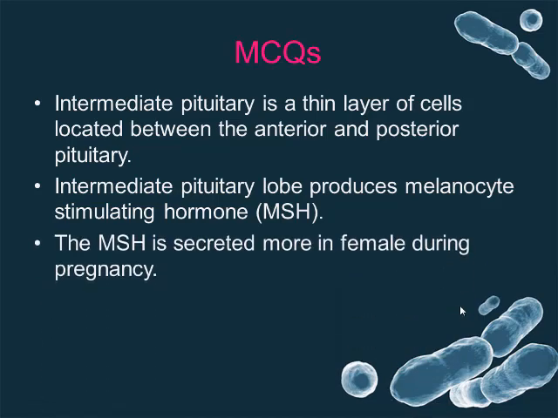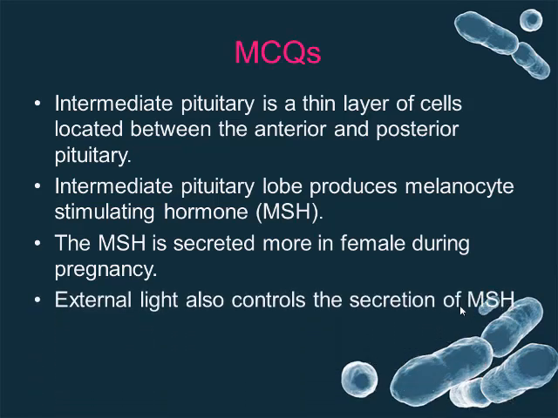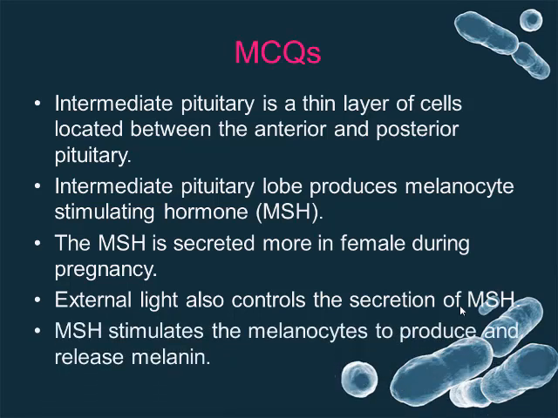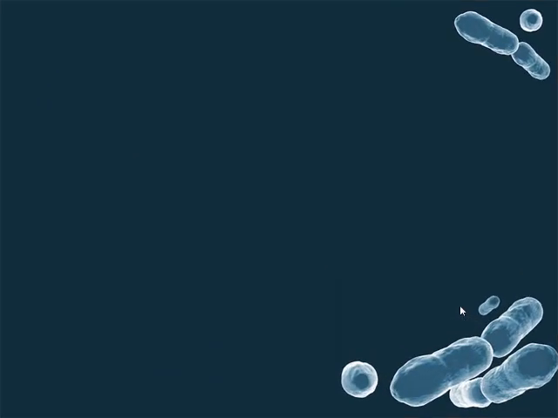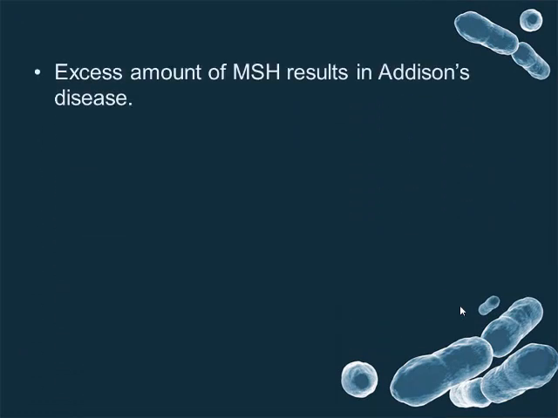The melanocyte stimulating hormone is secreted more in female during pregnancy. External light also controls the secretion of MSH. MSH stimulates the melanocytes to produce and release melanin. Excess amount of MSH results in Addison disease.